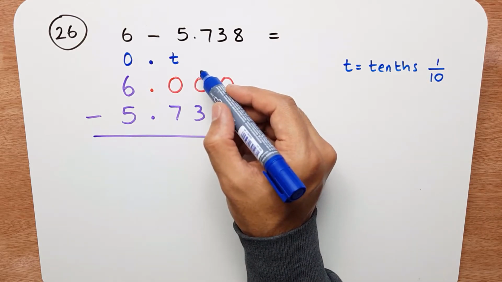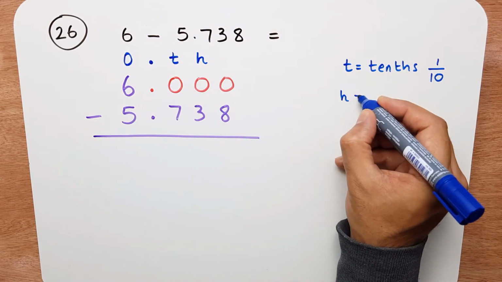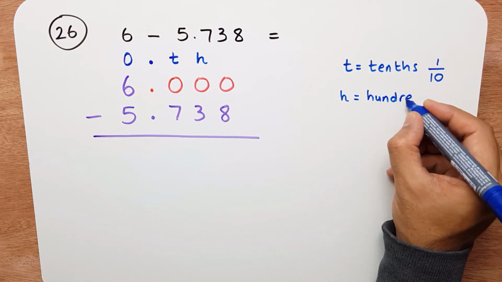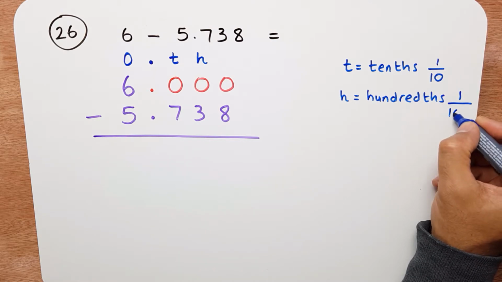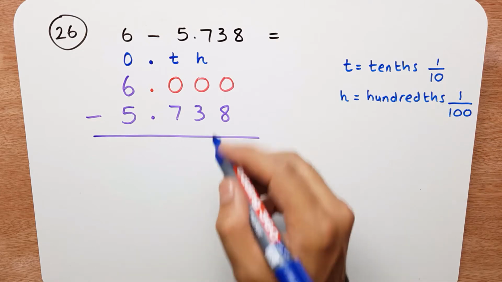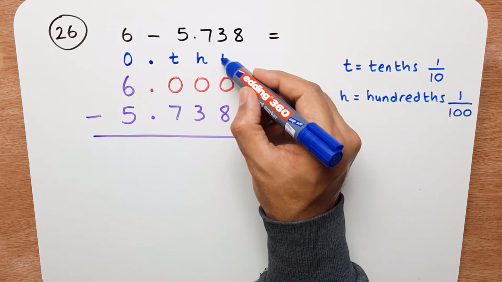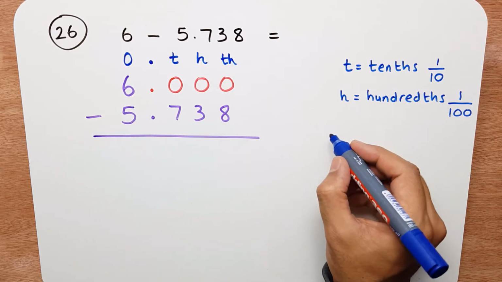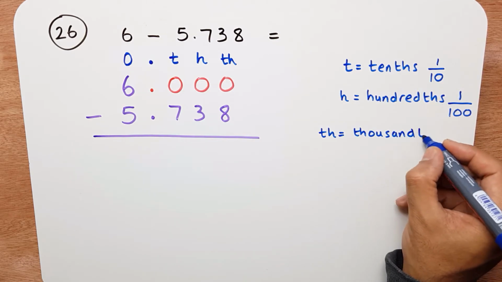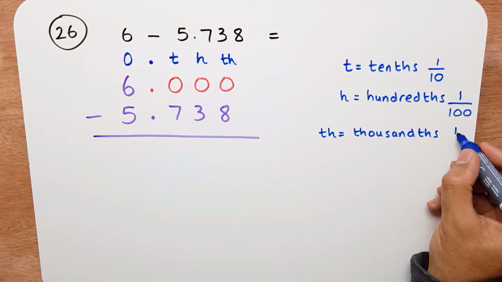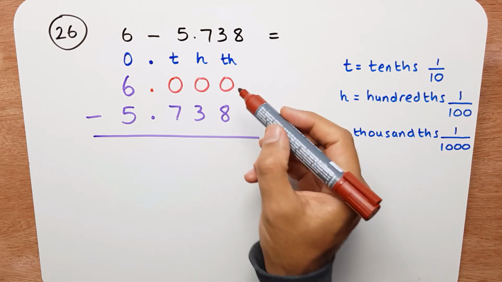Now the next column is the hundredths column, so I'm going to write that with a lowercase h. And that can be written as 1 over 100. And the third column is the thousandths column. And it can be written as 1 over 1000. So we always start to the right.